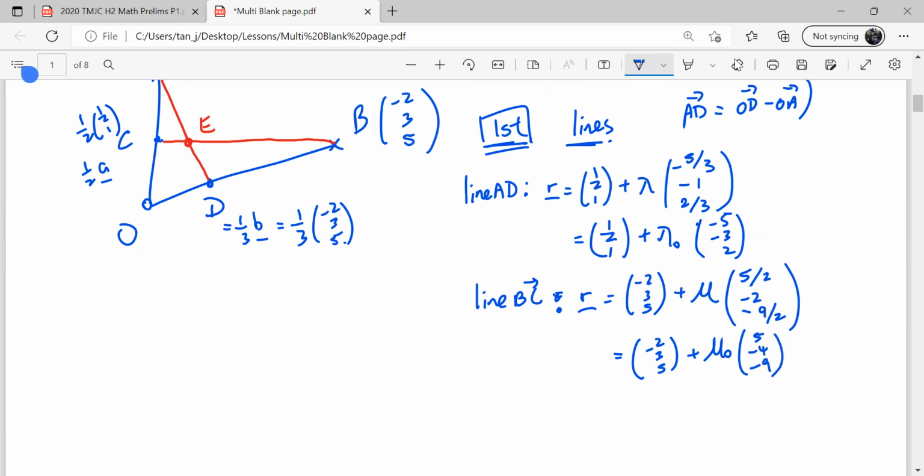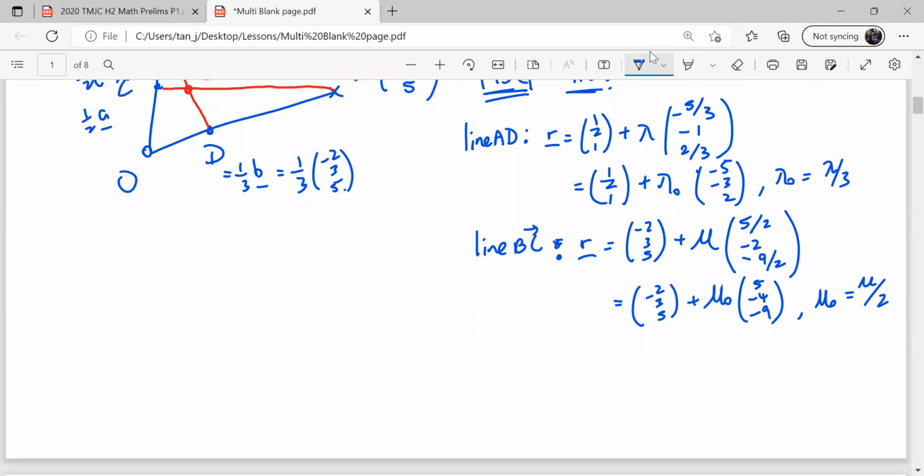Okay, so the numbers are nice, where mu naught equals 2 mu, and lambda naught equals 3 lambda. Lambda over 3, sorry. So this should be lambda over 3, this should be mu over 2. Which doesn't matter, it's just another constant. So to make things simple, this is also OE, so OE is the point of intersection.